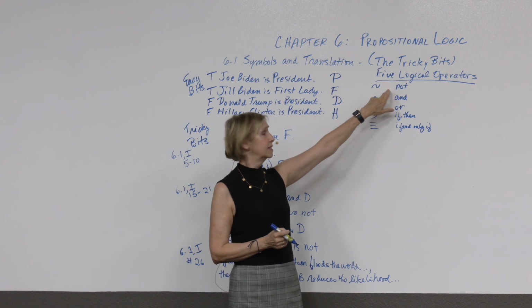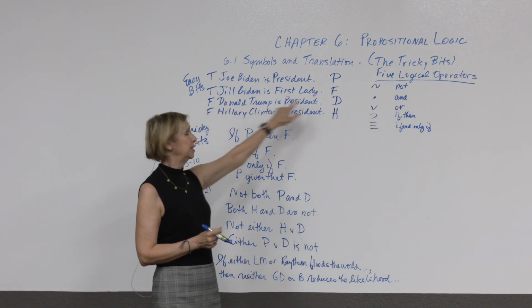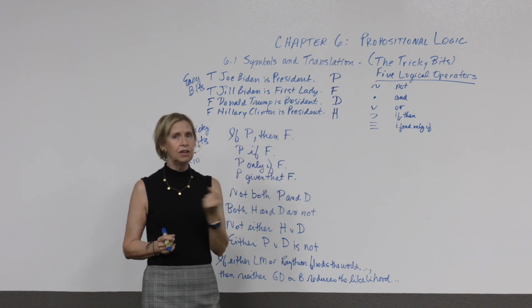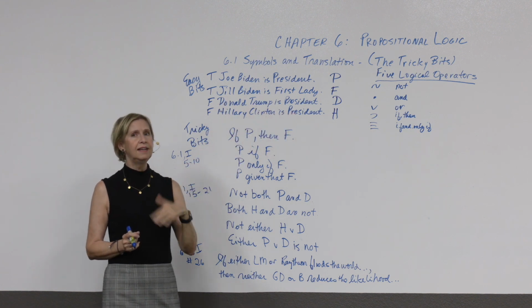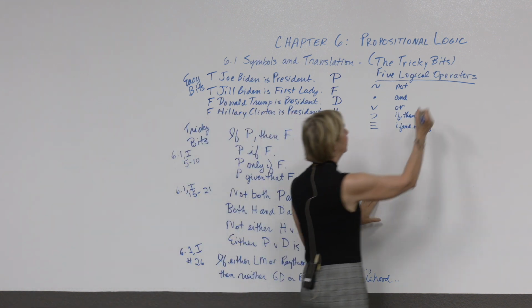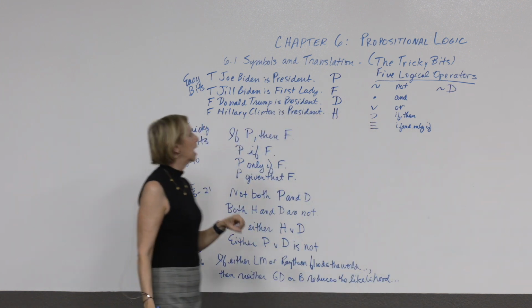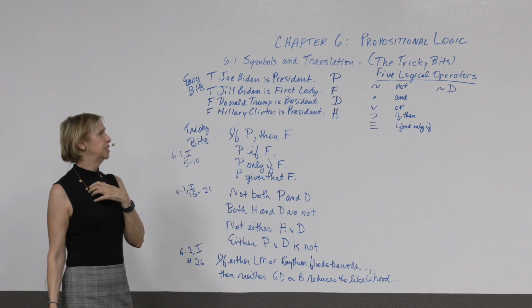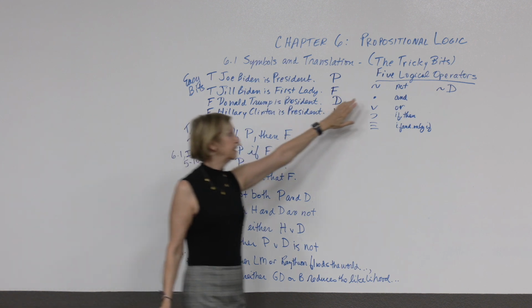So a symbolized statement, for example, we could say, Donald Trump is not president. That's a logically compound statement. You can't use the letter D for that. D would be Donald Trump is president. To say he's not president is logically compound, and it would be symbolized not D. Okay? Another pretty straightforward symbolization is when you symbolize conjunctions or and. So this is the dot.